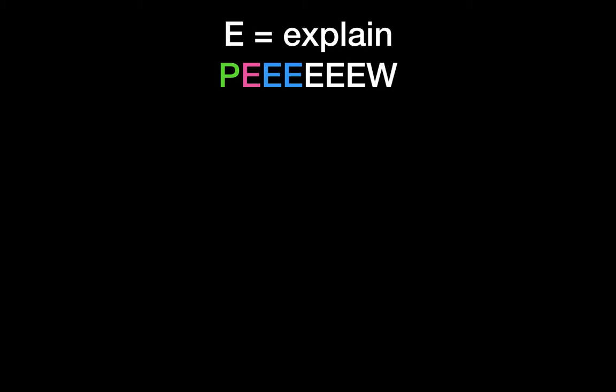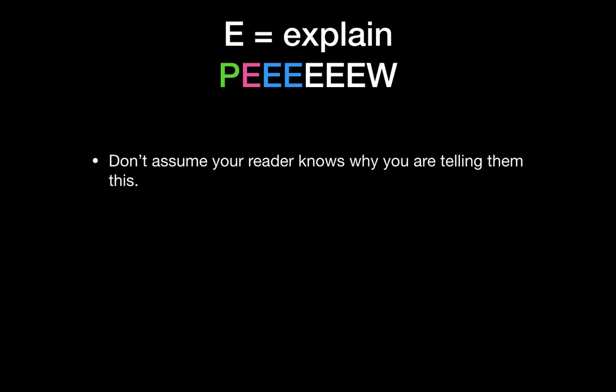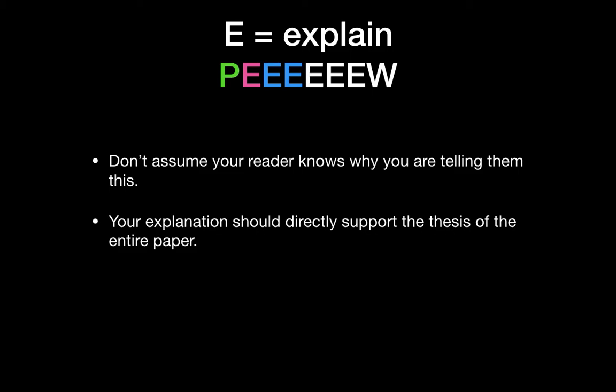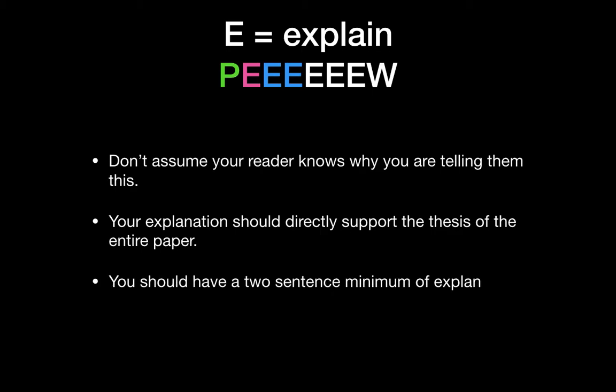So after you give that example, you can't just assume that your reader knows exactly why you're telling them this. You've got to do them a favor and explain what it is that example gives them, what information they need to know. And your explanation should directly support the thesis of your entire paper if you are writing this as a paragraph in a paper trying to prove one certain thing. You should at least write 2 sentences to explain what it is that you have given as an example and how it shows that your preview sentence is correct.